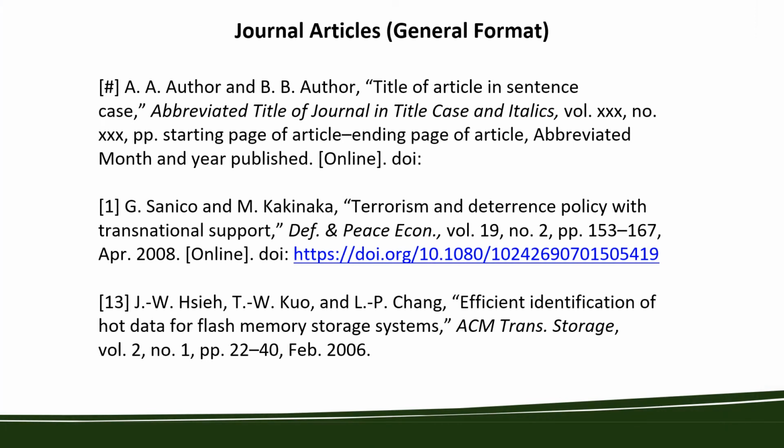This slide shows the generic format for IEEE journal article citations and examples of 2 specific citations. Note the following in the general format. The month is abbreviated in the publication date. If an article is online, that is indicated by putting the word online in square brackets near the end of the citation. The digital object identifier, preferably the link, should be provided if available.